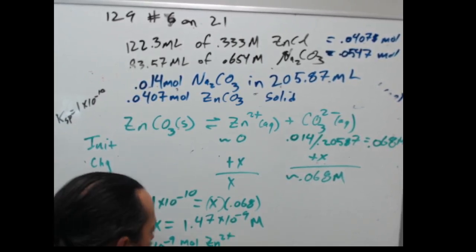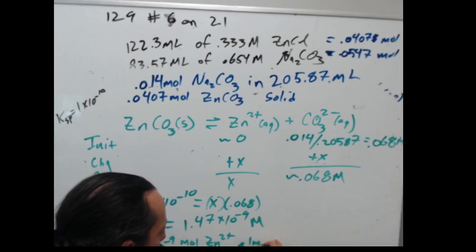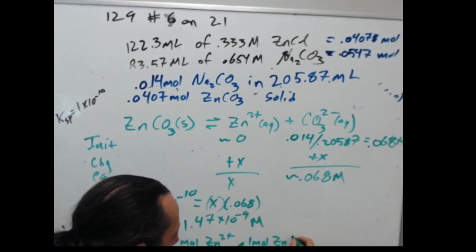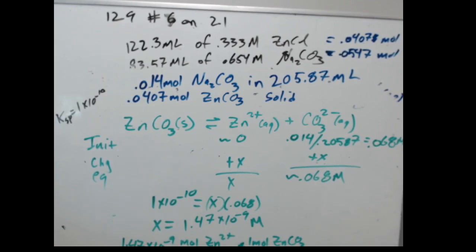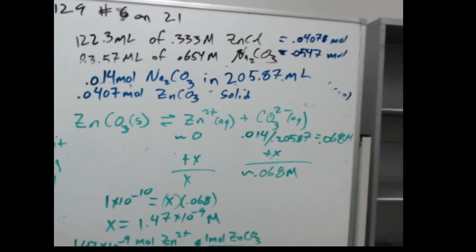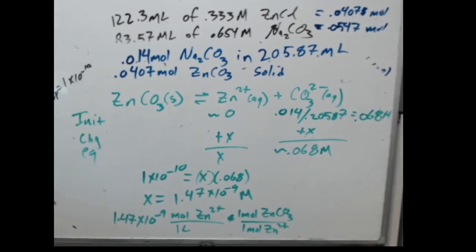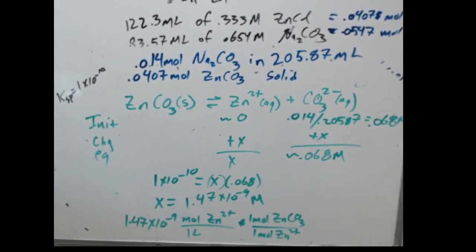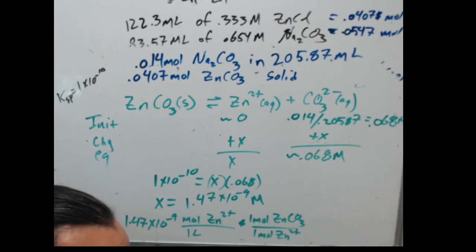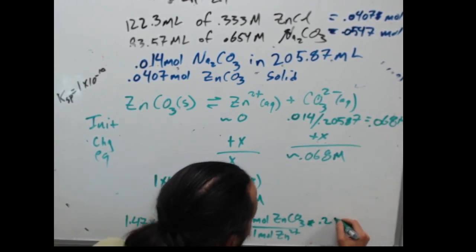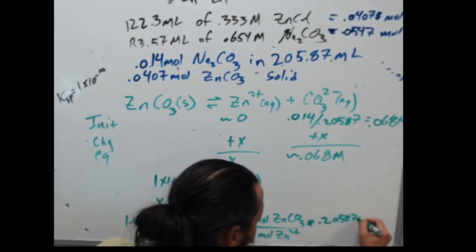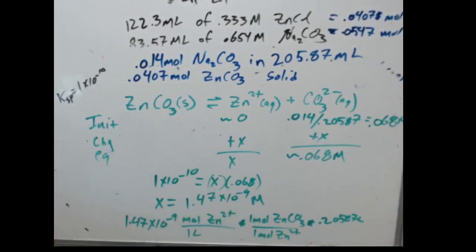I'm going to multiply by 1 mole ZnCO3 per 1 mole Zn2+. I usually do this step in my head, but since we're making a video and trying to be consistent with our units, I figured I'd just write it out. You're just multiplying by 1. And then I multiply by 0.20587 liters. And that will get me the moles of zinc carbonate that broke apart.